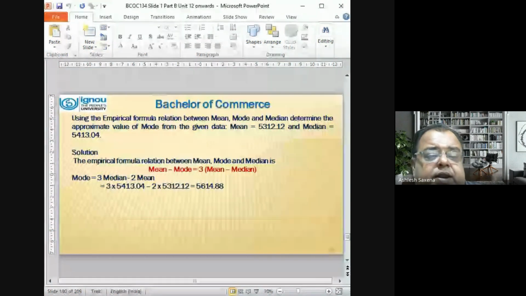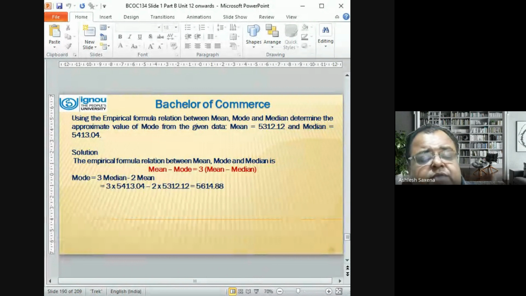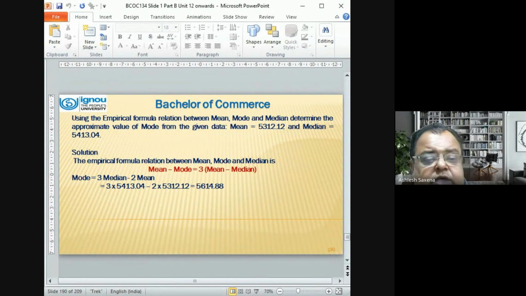Now we have an empirical relation for calculating the mode. If in a problem the mode has to be calculated and we are aware of the mean and median, there is an empirical relation between mean, mode and median. That is, mean minus mode is equal to 3 times of mean minus median. After evaluating it, we get the relation: mode equals 3 times median minus 2 times mean. After evaluation, you will get 5614.88.